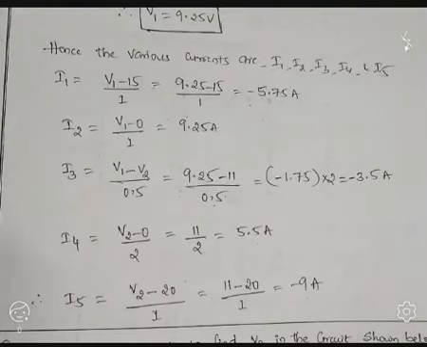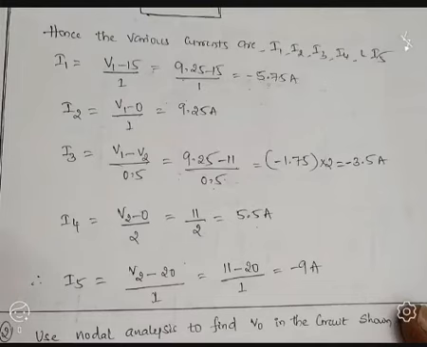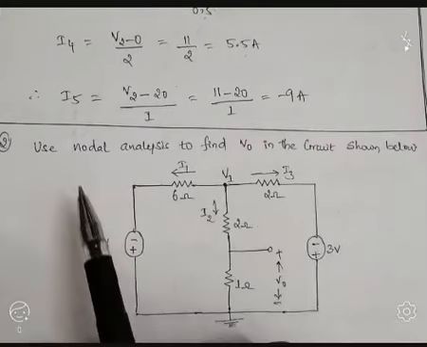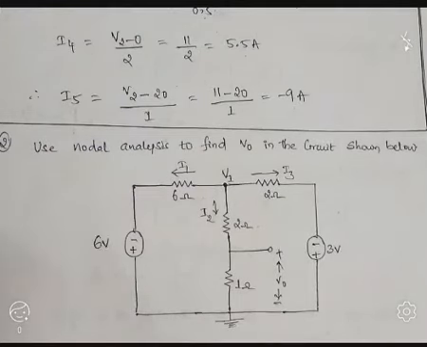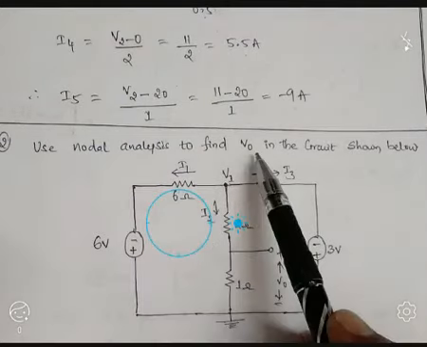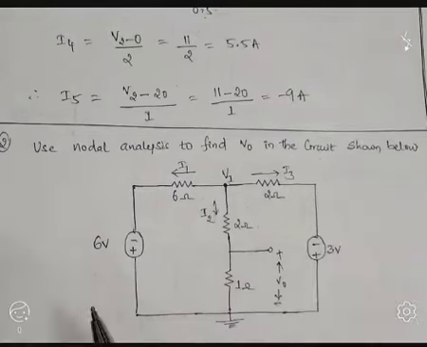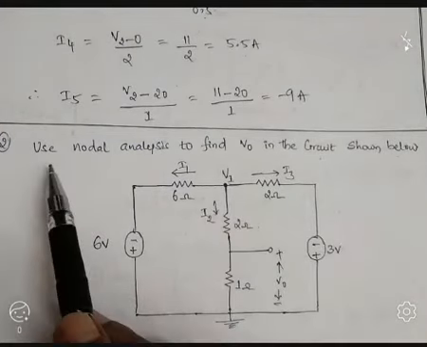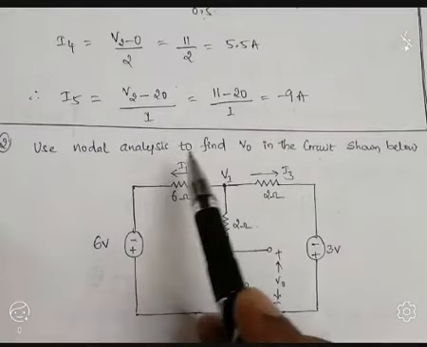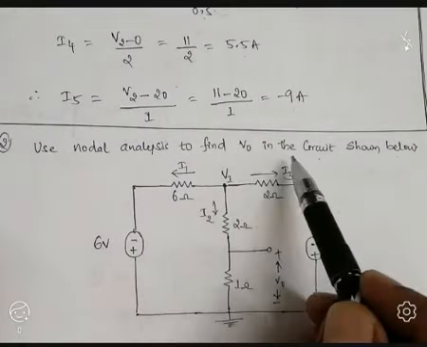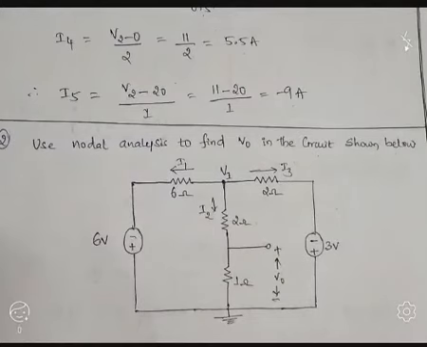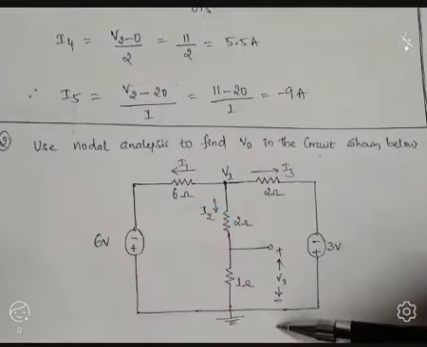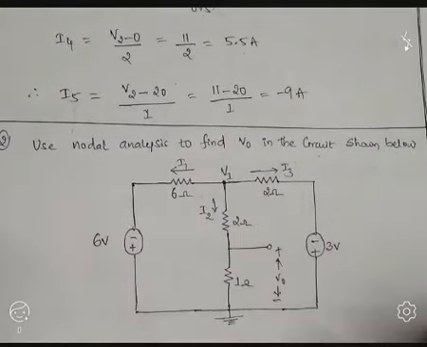Okay, one more example we will take for finding the voltage. Use nodal analysis to find V0 in the circuit shown below. This is the given circuit. So what is it asking for? Use nodal analysis. We have to find V0 in the circuit shown below. See, in this network, V0 is represented across this terminal. So how to solve this example?